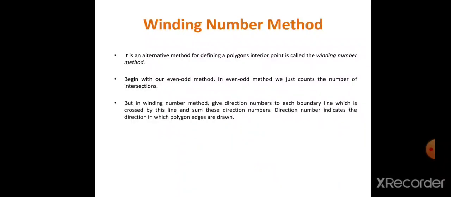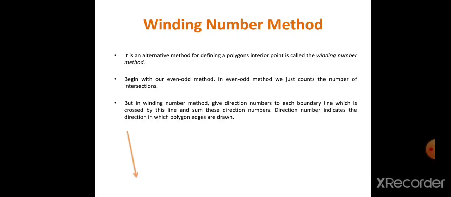But in the winding method we will also calculate the direction of that boundary line. Means what? In even odd we are just working with the intersections, we are just counting the number of intersections, but now with that intersection what are we going to find out? The direction of each boundary line which is crossed by the line. So, we are taking the sum of these direction numbers, and that direction number will indicate the direction in which the polygon is drawn. How are we calculating that direction number? That direction number will depend upon how the polygon is drawn.